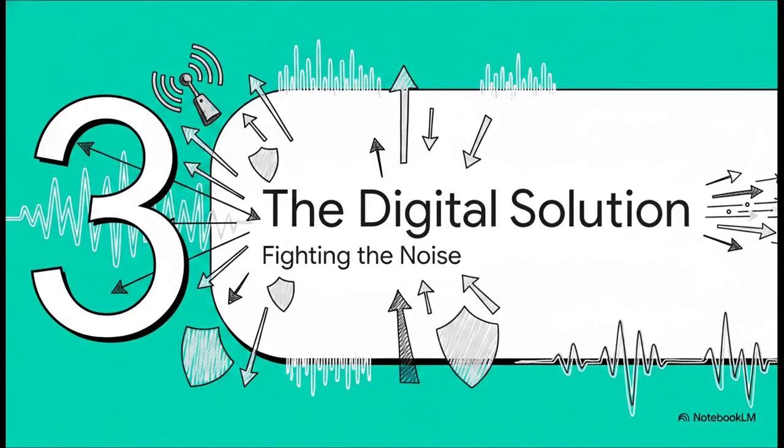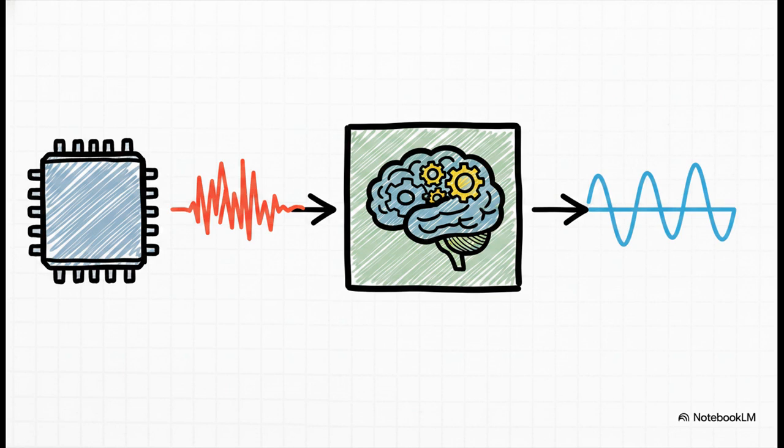So if these problems are literally baked into the physics of our hardware, does that mean we're just stuck with them? Is it hopeless? Well, not at all, actually. Modern engineering has an incredibly clever weapon to fight back against all this noise. And here is the core strategy, the big idea. If you can't build a perfect radio, you build a smart one.